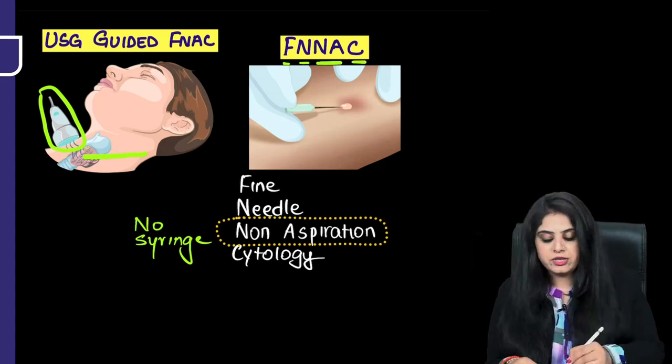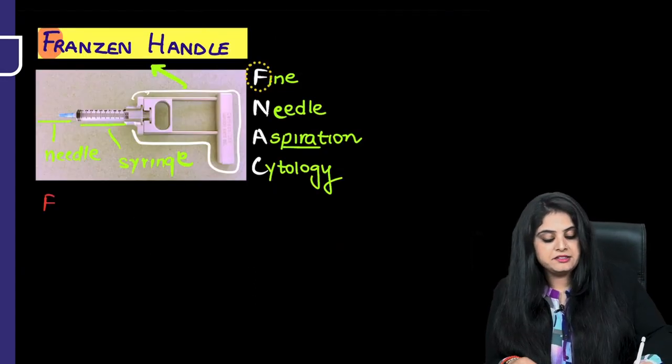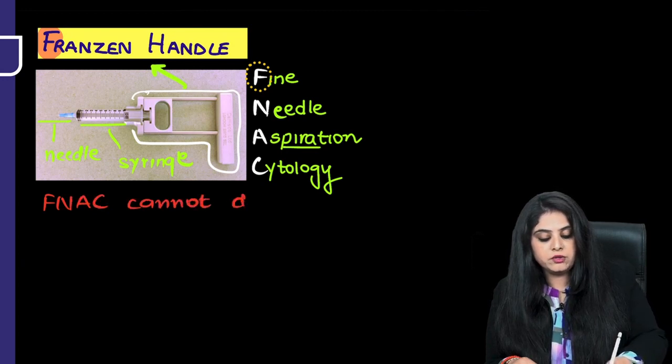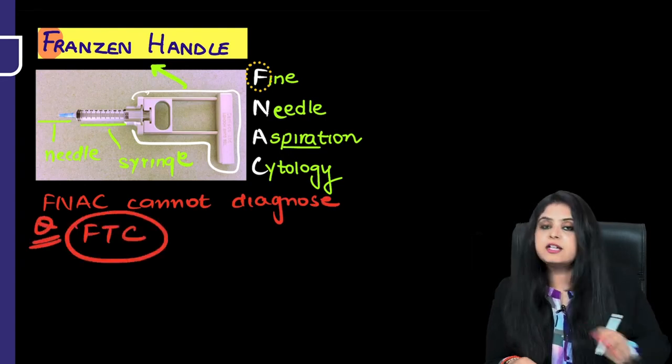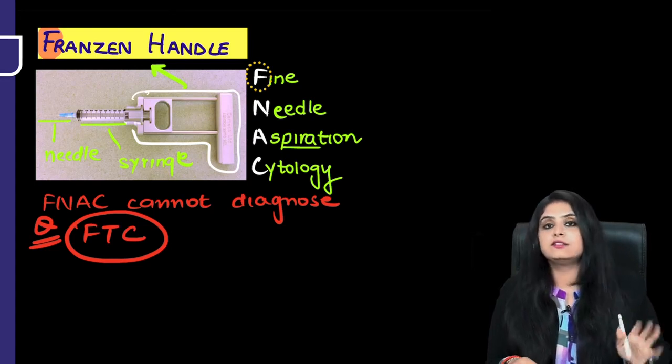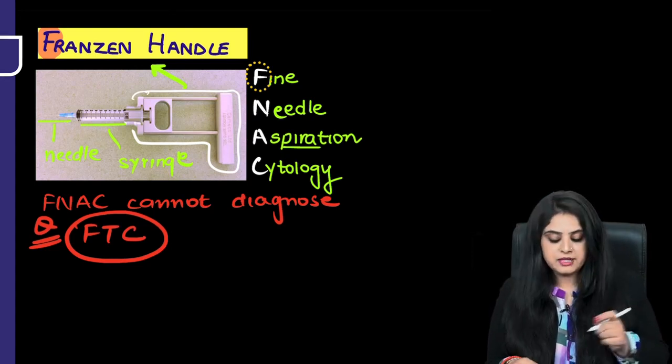Now one question that comes in the paper. FNAC cannot differentiate which thyroid tumor? It cannot be used for the diagnosis of which thyroid tumor? Follicular thyroid cancer. Remember, you can never give the diagnosis of follicular thyroid cancer on FNAC. Very important question. Let's move forward.